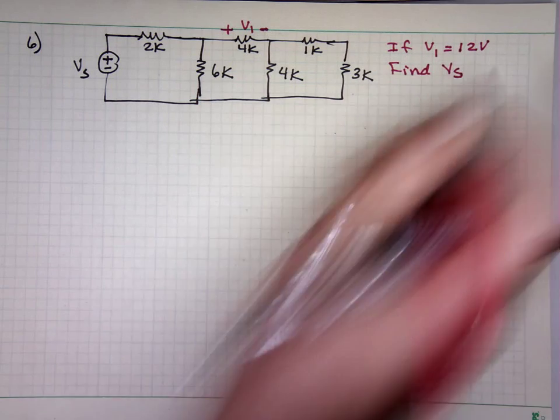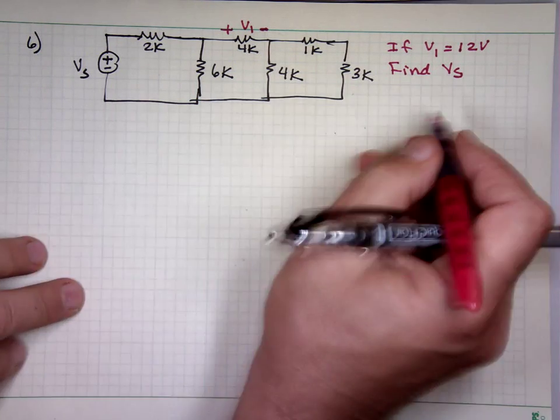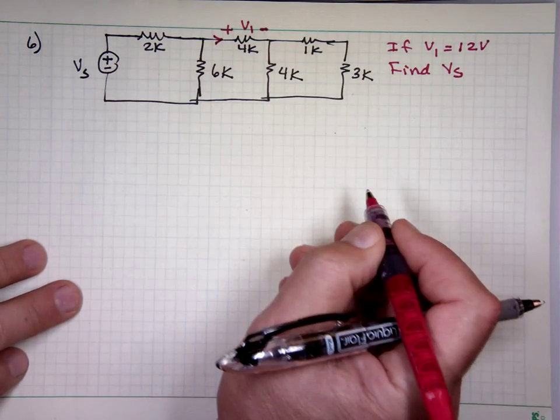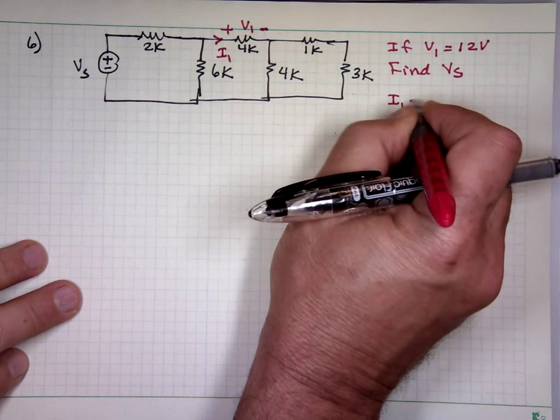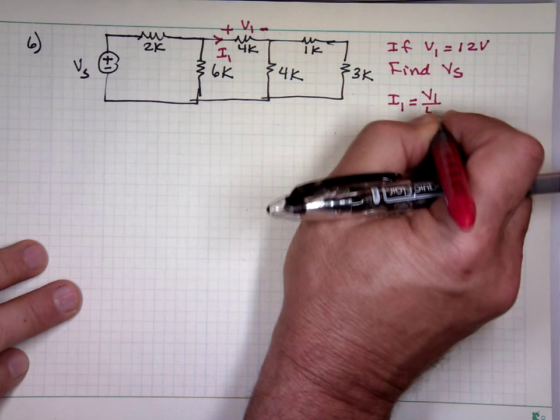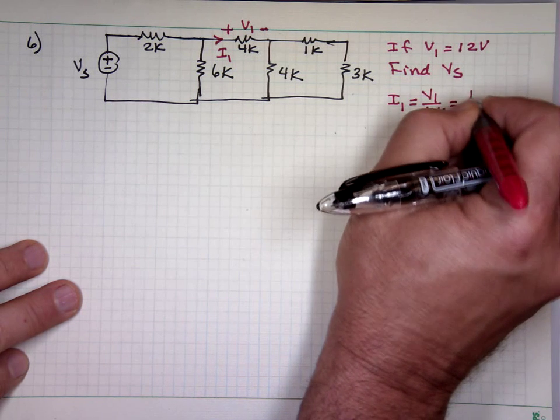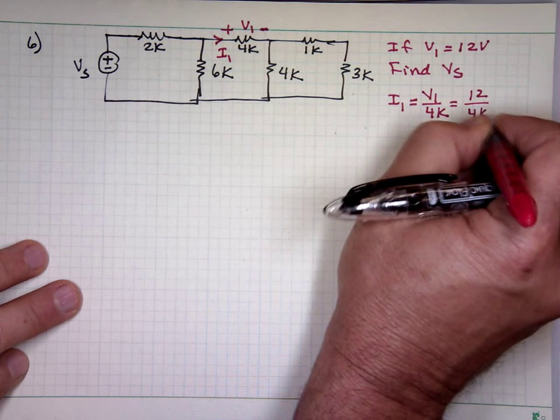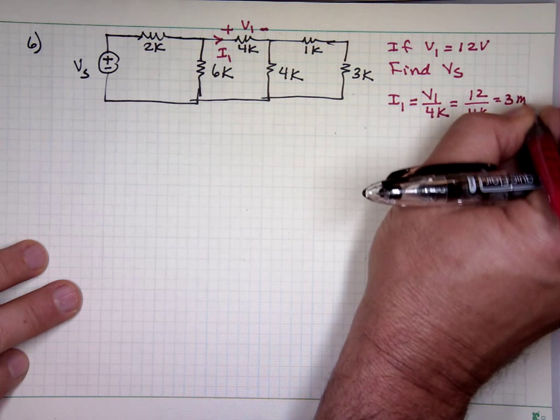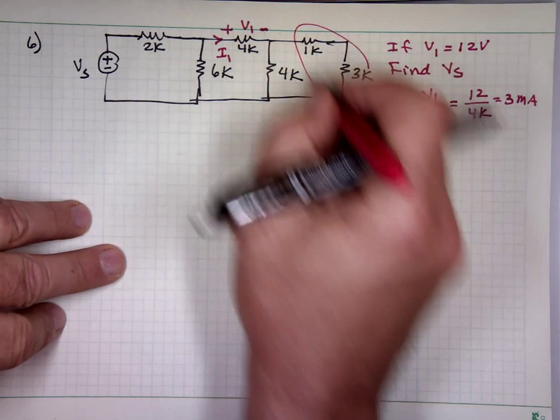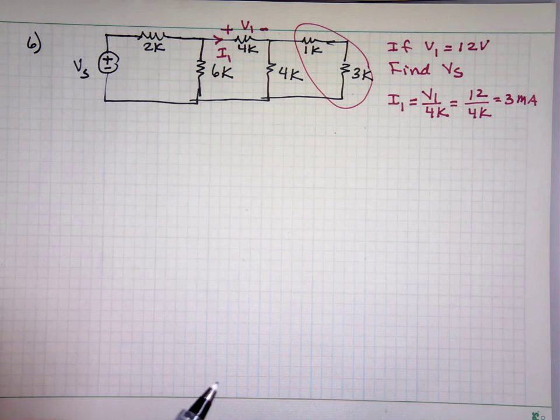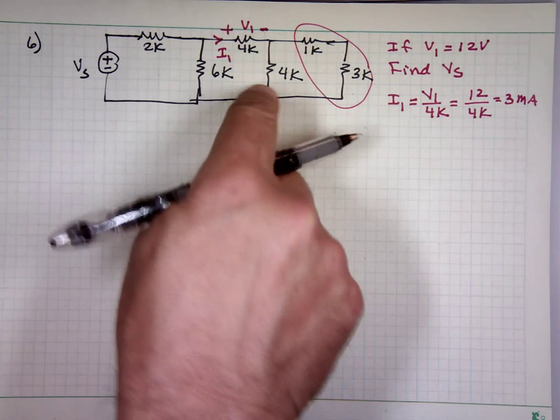Well, if V1 is 12, do we know what that current there is? Let's call it I1. Isn't I sub 1 V1 divided by 4K, which is 12 over 4K? Is that 3 milliamp? I don't know if I need it or not, to be honest with you. We'll see. Why not combine these two into one resistor? 4K in parallel with 4K, that would make it a 2.